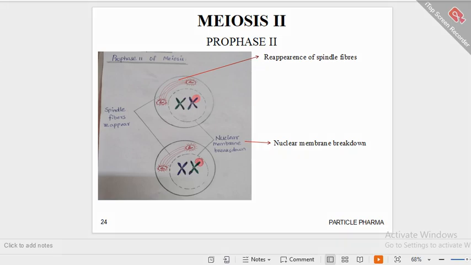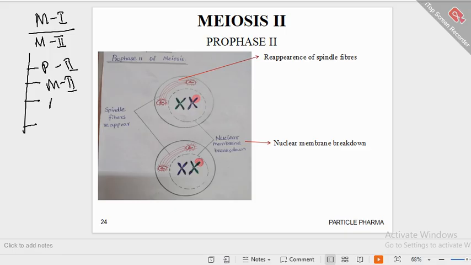In the previous session, I discussed meiosis 1 and today I will be discussing meiosis 2, which is also divided into four phases: prophase 2, metaphase 2, anaphase 2 and telophase 2.